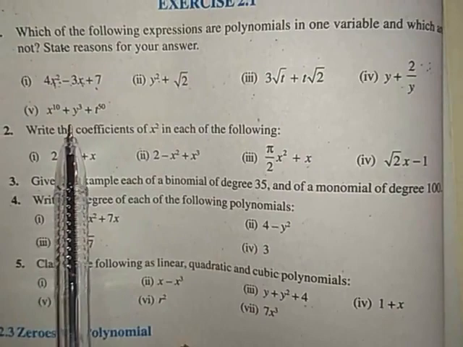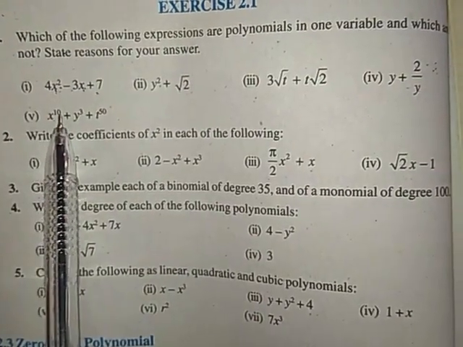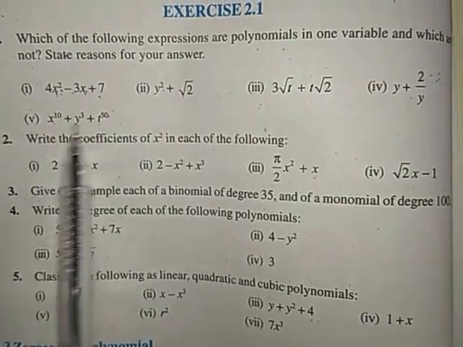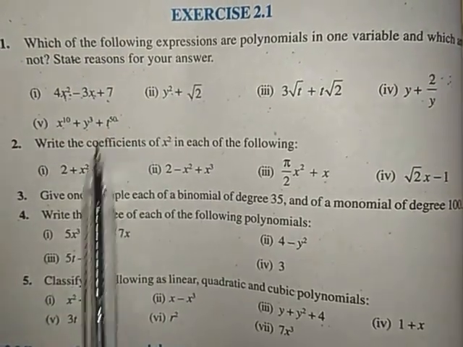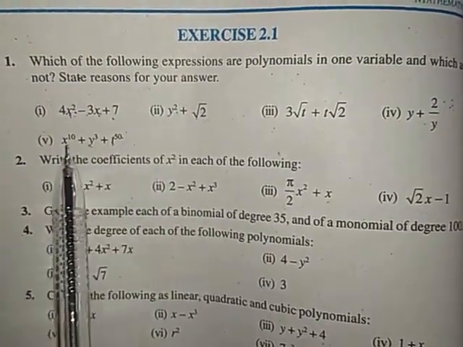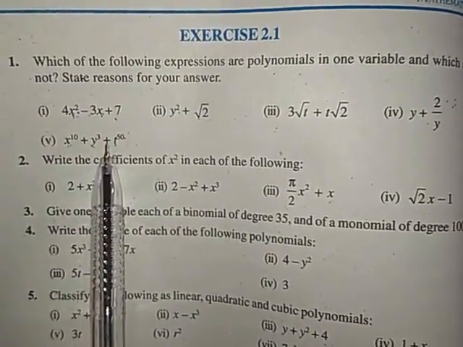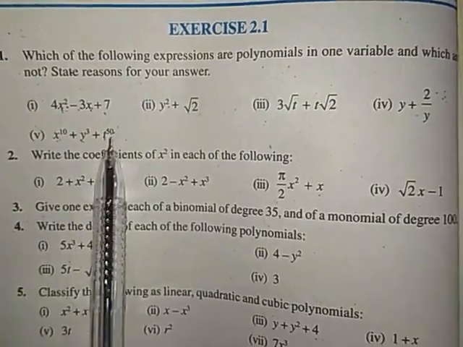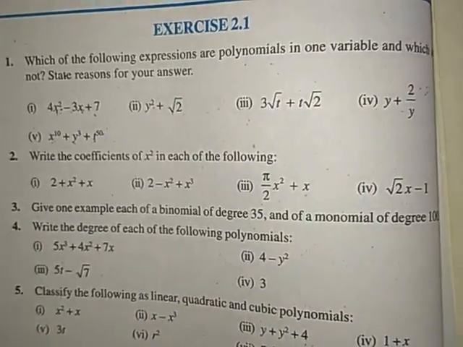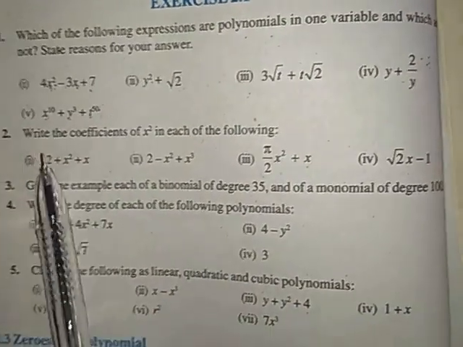Here, x raised to 10, y raised to cube plus t raised to 50. It is a polynomial, but not in one variable. How many variables are there? x, y, and t. So it becomes a polynomial in 3 variables. Okay. Now next, let us check the second question.